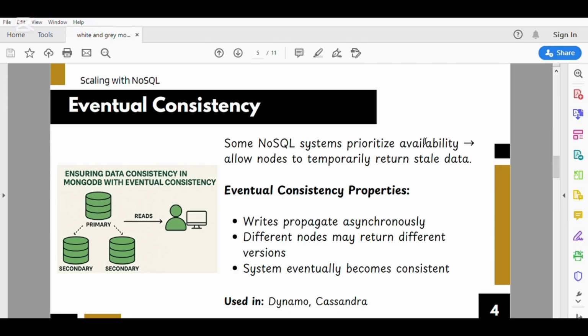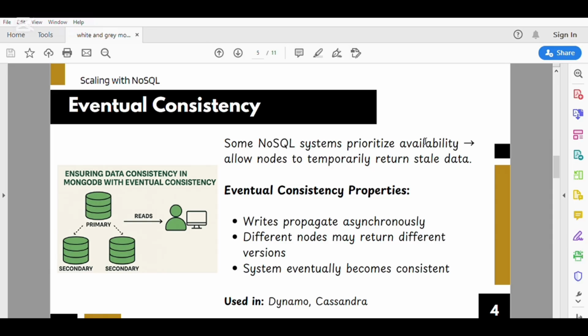So let's discuss eventual consistency. We know that some NoSQL databases prioritize availability by allowing temporary differences between nodes. This is called eventual consistency. Writes are propagated asynchronously. Different nodes may return different versions for a while, but eventually the system becomes consistent. This model is used in systems like Dynamo and Cassandra.